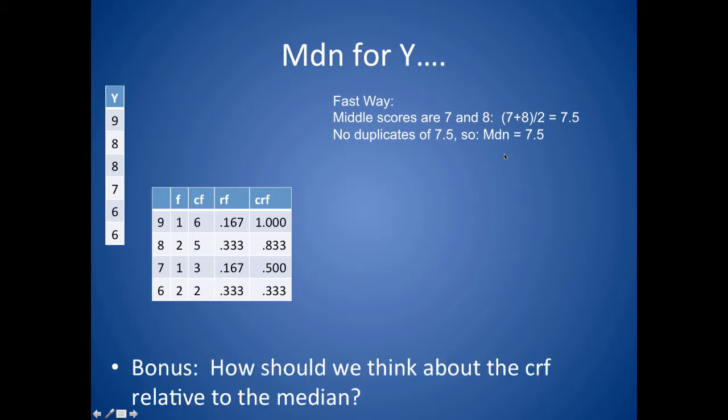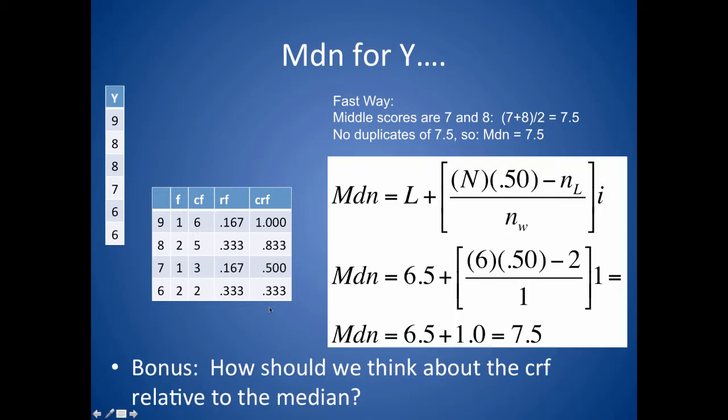Let's look at the beast and just double check. Moving from the bottom, the first cumulative relative frequency that's at least 0.5 is here. That's within this grouping of 6.5 to 7.5, so the lower real limit of the median class is 6.5. The number of values in the data set is 6. Number of scores below the group that contains the median is 2. The number within the median class is 1. Interval size, again, is 1. Cha-ching, same answer. We're feeling pretty good about life.